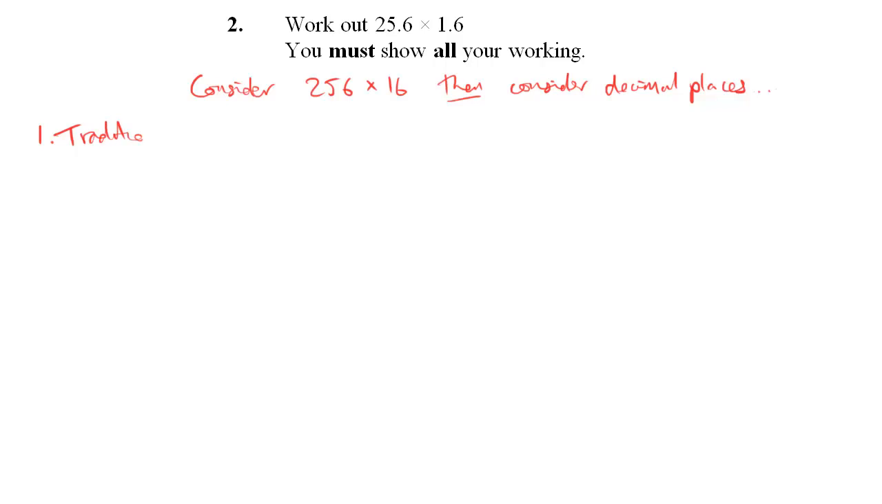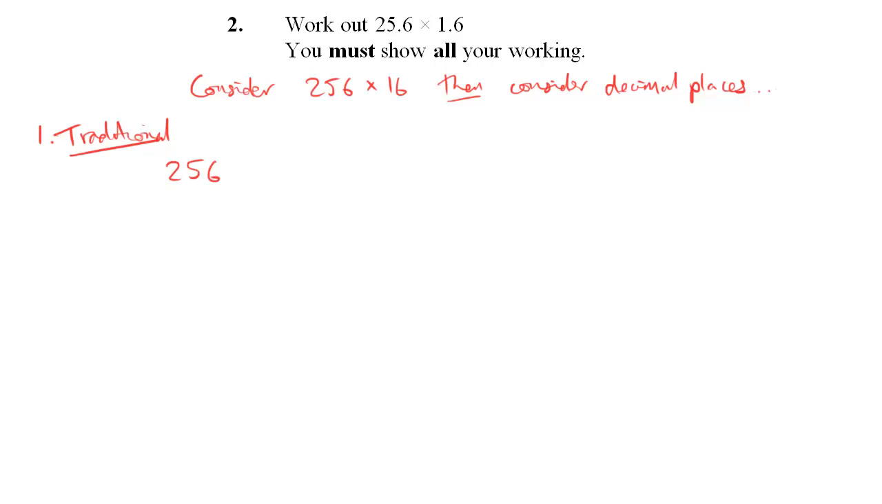Okay, next we've got a similar question to 1b. It's a multiplication and just with bigger numbers, different numbers. So we're going to consider the multiplication without any decimal points and then think about decimal places. Now I'm going to do the actual multiplication two different ways because people have their own favourites. I'll start with the traditional way, which is going to be setting out in column form.